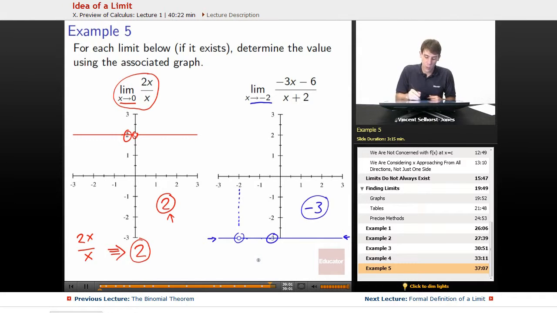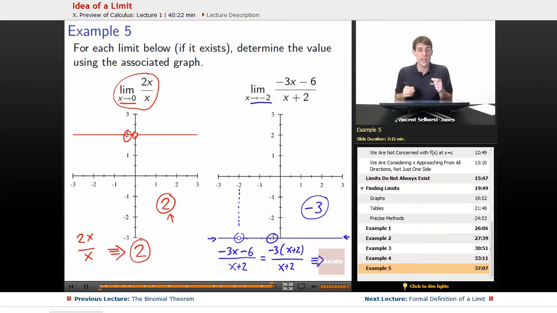Same thing going on over here with negative 3x minus 6 over x plus 2. Well, we can rewrite that top as negative 3 times x plus 2 over x plus 2, which means we can then write an equivalent thing, with the exception of x equals negative 2. Everywhere else, we won't have that issue. It'd just be the same as negative 3 forever and always. So with the exception of x equals negative 2, it works just fine, but we don't actually care about negative 2. Remember, there's that idea of blacking out, right?